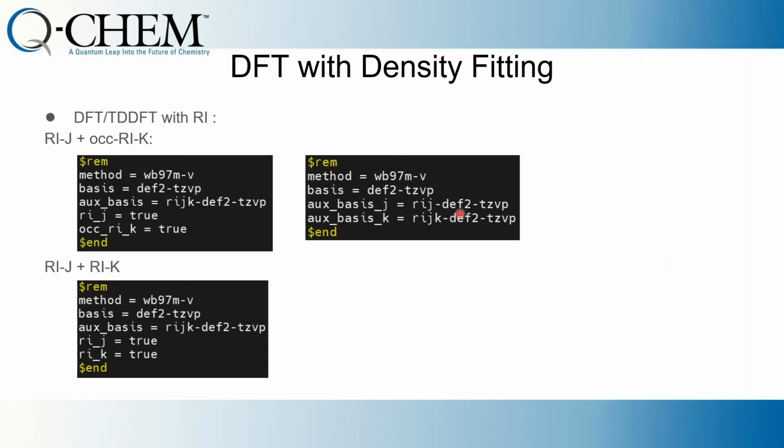Finally, there are some examples of REM sections for using RIJ, RIK and RIJK. For those who are not familiar with how to trigger RI-SCF in Q-Chem, these are just example REMs.